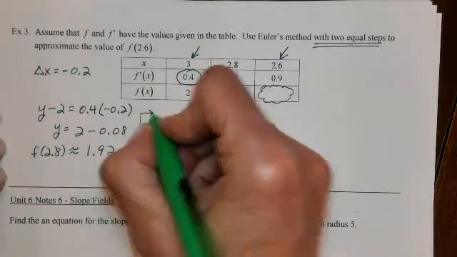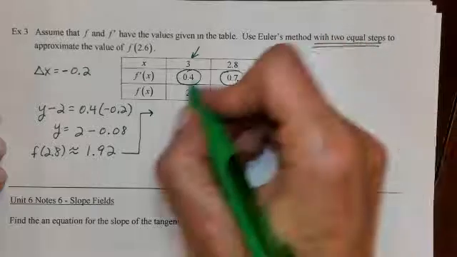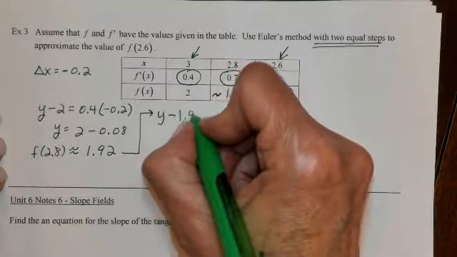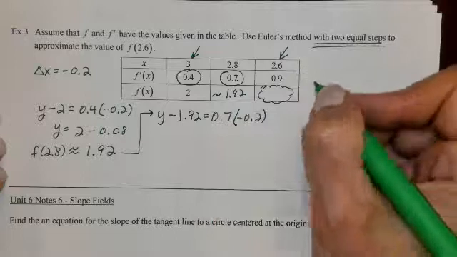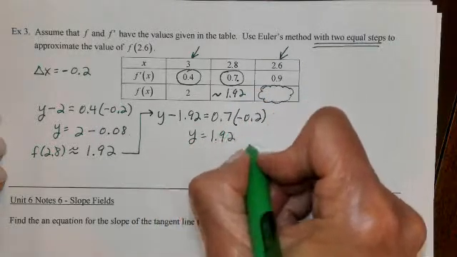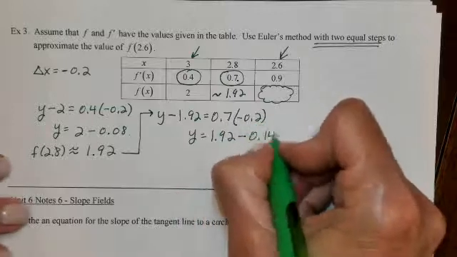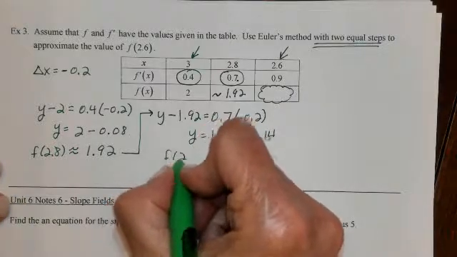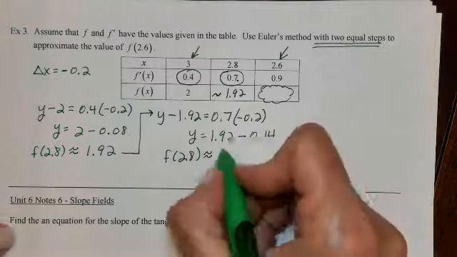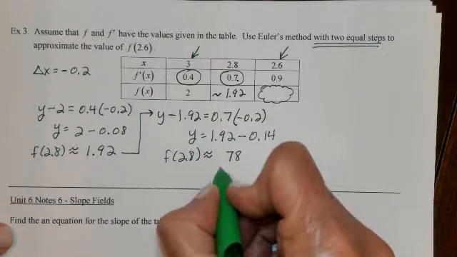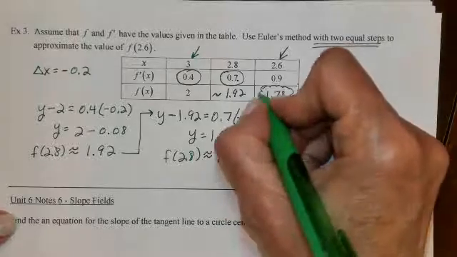Okay? Time to go to our next equation, because now we're using this point and that slope, right? So y minus the y value is equal to the slope times delta x. So y will be 1.92 minus 2 times 7 is 14. With 2 decimal places will be 0.14, right? So f at 2.6 is approximately 12 minus 4 is 8, 8 minus 1 is 7, and I get to keep my 1, so 1.78. 1.78, approximately, not exactly.